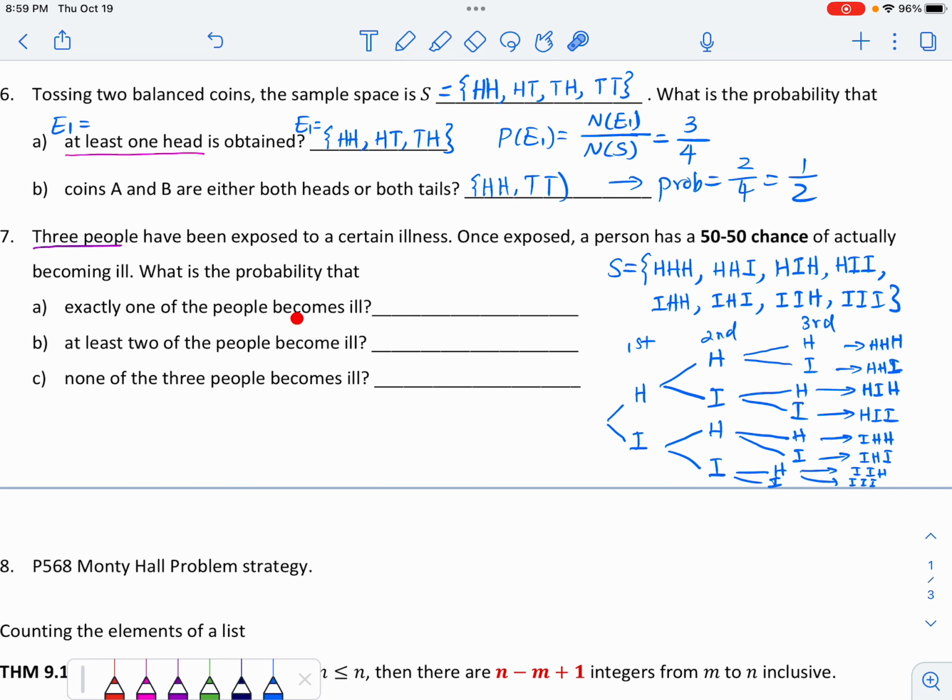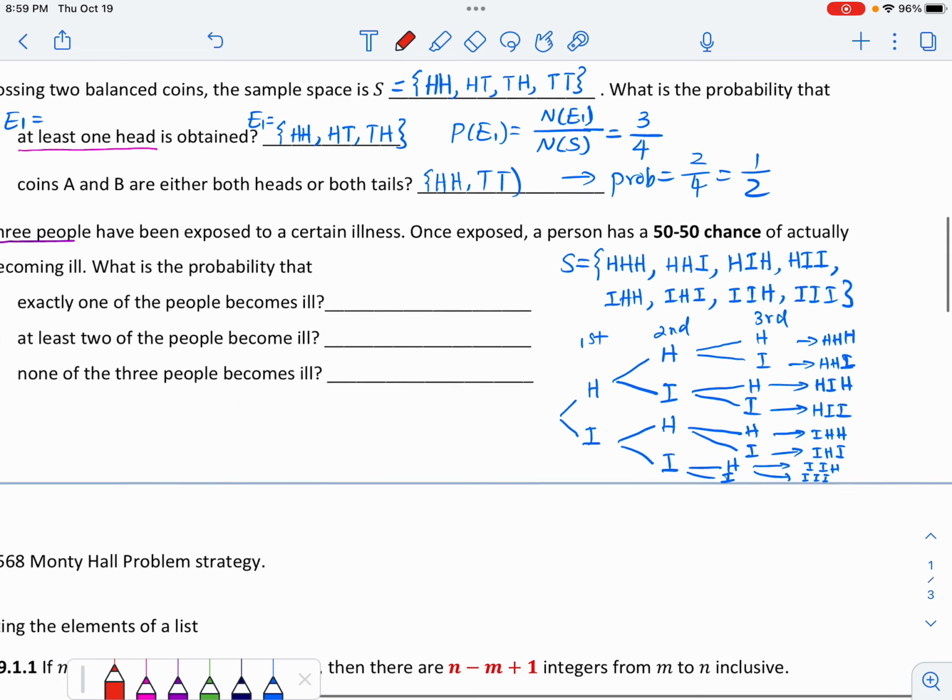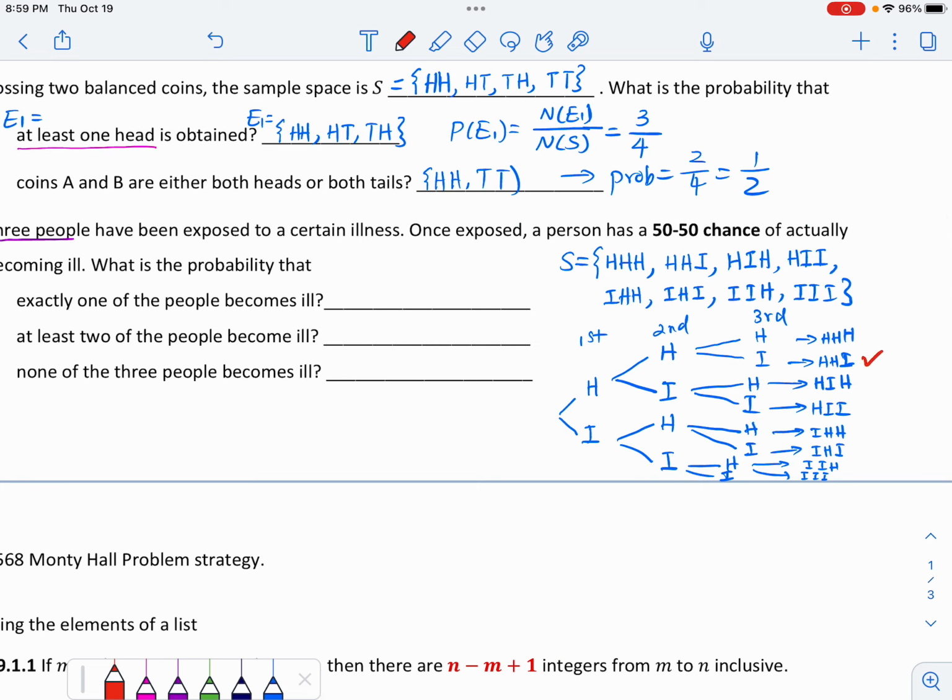Exactly one of the people becomes ill. Let's count, okay? We see this is 1, second, third possibility. So therefore, we see that there are 3 possible outcomes where only 1 person becomes ill, right? So it's going to be 3 out of 8.